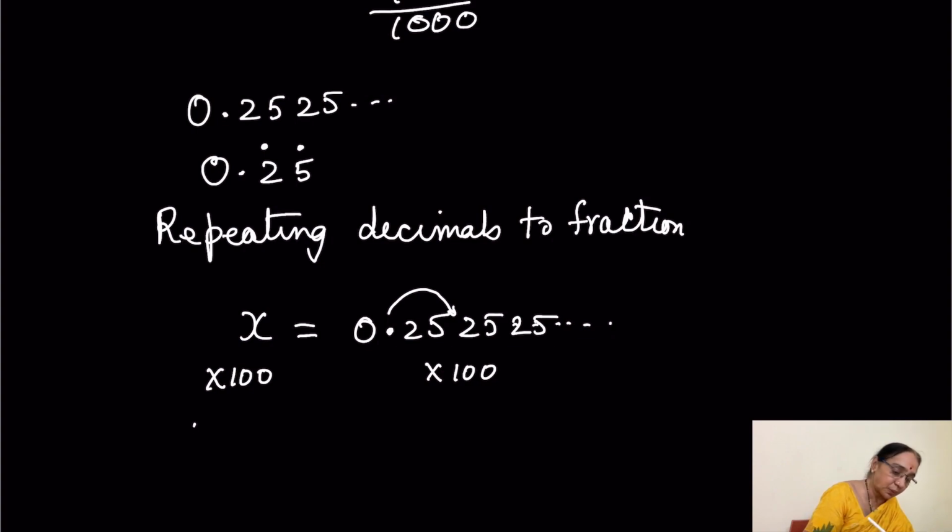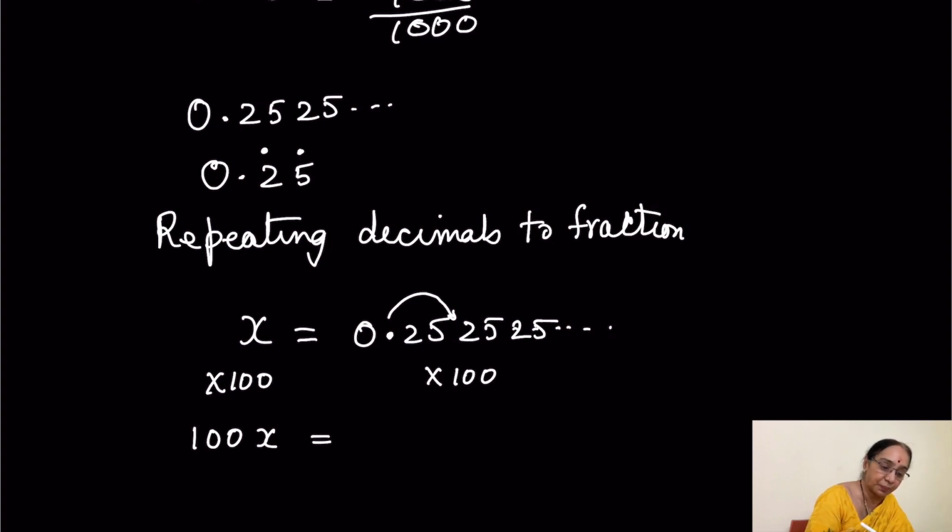So here I get 100x is equal to, and you know when you want to multiply any decimal by powers of 10, you move the decimal point to the right as many places. So here two zeros are there. I'm going to move it 2 places to the right. So 25.2525, it gets repeated. Now all that you need to do is subtract the number, the x, from this.